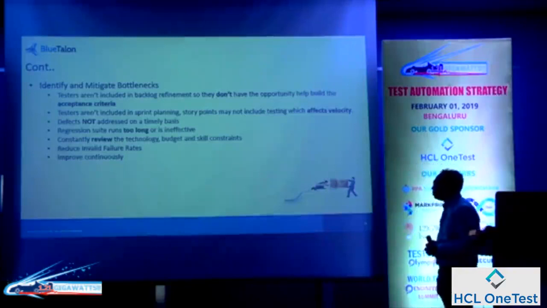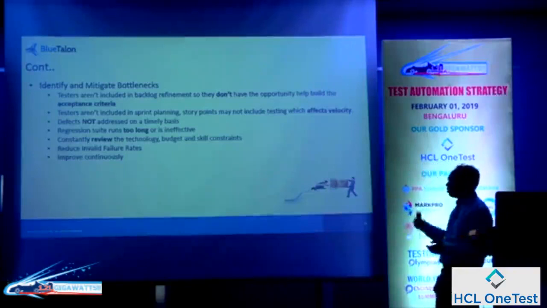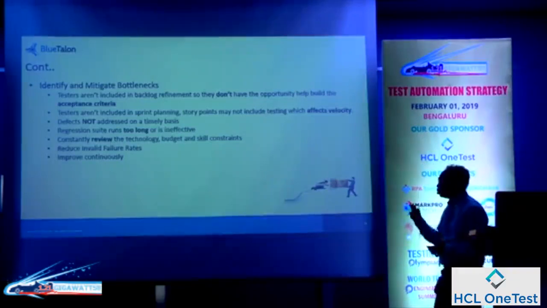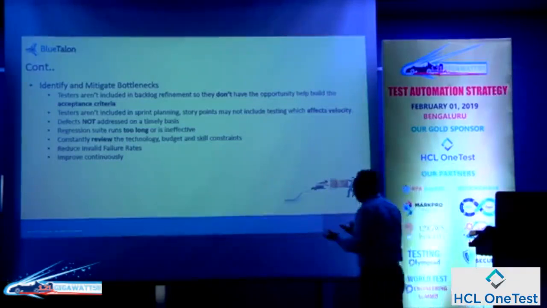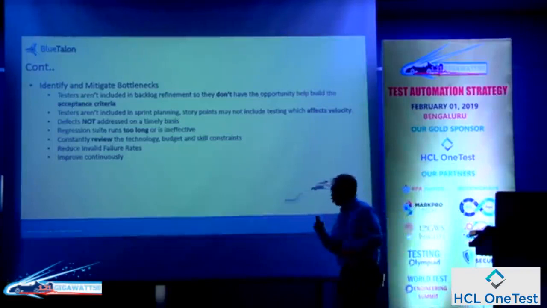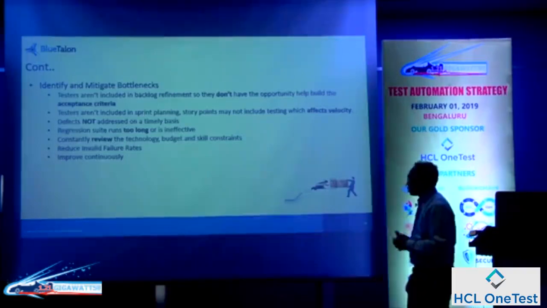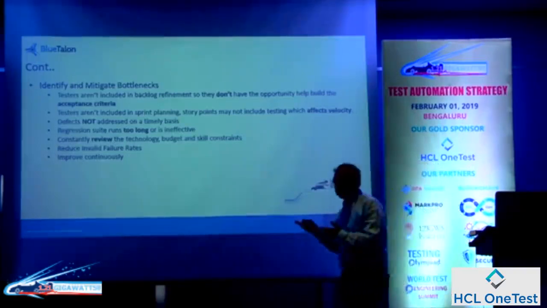So defects are not addressed timely. I think I talked about it much before. Regression suites take too long. That's where we talked about how we should run in parallel, and we should get the feedback much faster and reduce the invalid failures. In most cases in UI automation, that's what you see.